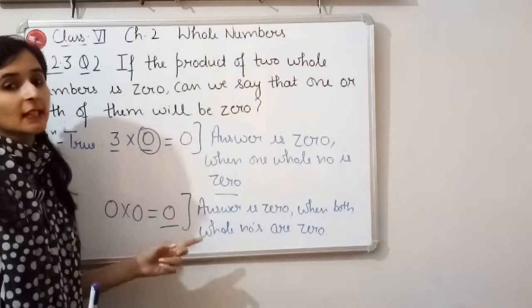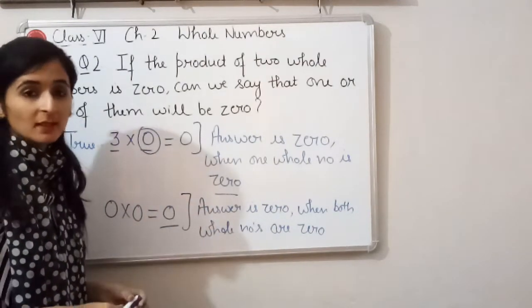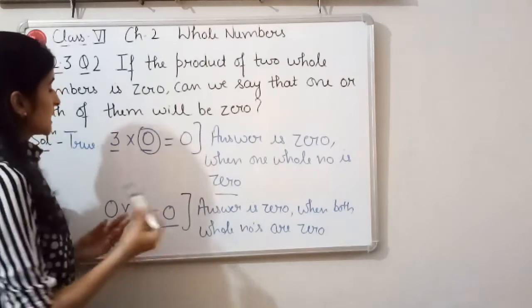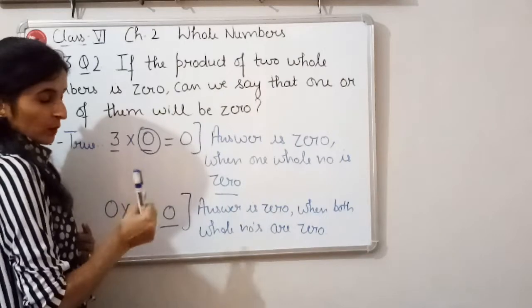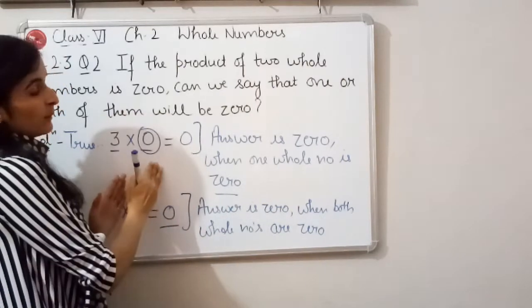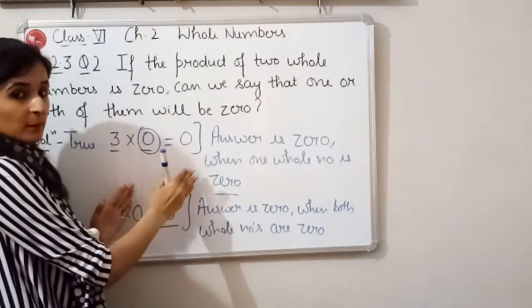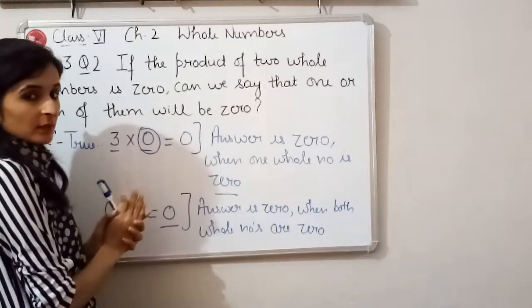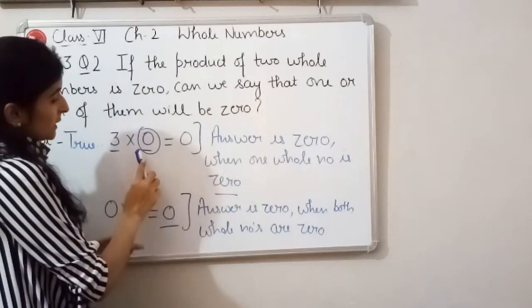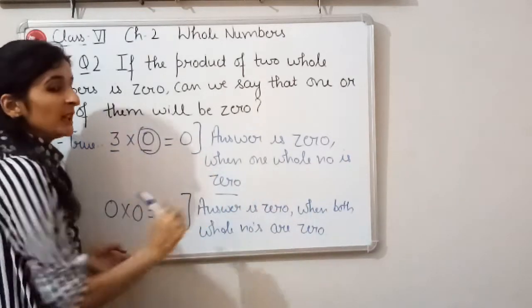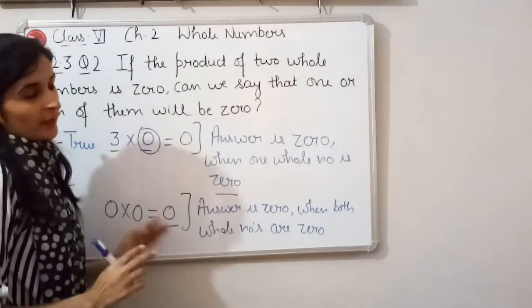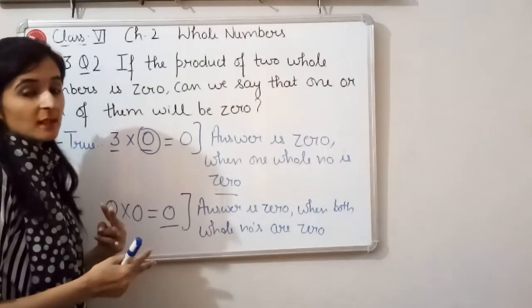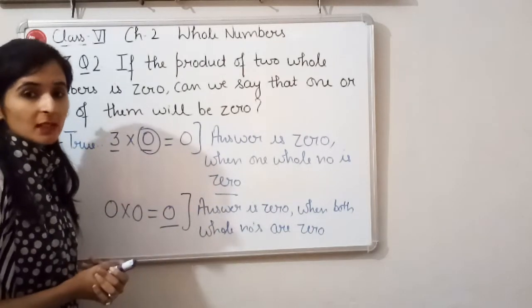Then only you will get the product of two whole numbers equal to 0. See, 3 multiplied by 0 is equal to 0. When you are multiplying any number by 0, then only you will get the answer 0. So, one whole number must be equal to 0. This is the first case.